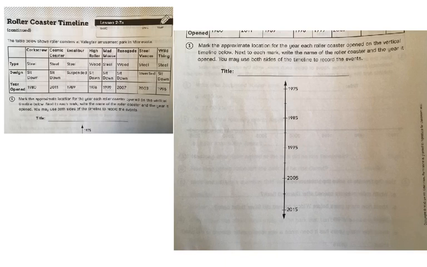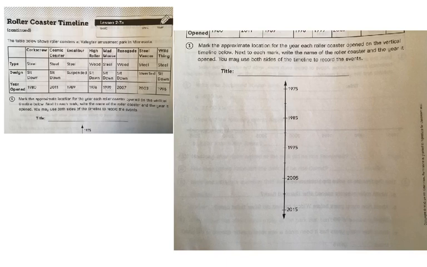So we have the Corkscrew, Cosmic Coaster, Excalibur, the High Roller, Mad Mouse, Renegade, Steel Venom, and Wild Thing. So all of the names of the rides that they're comparing are along the top. Along the left side, it tells you the type, the design, and the year that it opened. So we're going to do the same thing again, and we're going to mark when each of these roller coasters in Valleyfair opened. So, of course, I need a title.